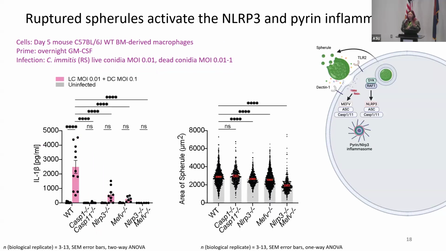Given the importance of NLRP3 and pyrin inflammasomes in sensing fixed spherules, we hypothesized that they might also play a role in this post-burst stage. So we can see from the NLRP3 and pyrin single knockout macrophages that IL-1 beta release is inhibited, but in the double knockout it is completely undetectable. And similarly, the caspase 1/11 double knockout shows no IL-1 beta release. Our FGF analysis shows that the spherules forming in these double knockout macrophages are smaller, and that tells us NLRP3 and pyrin are key players in the inflammasome response.